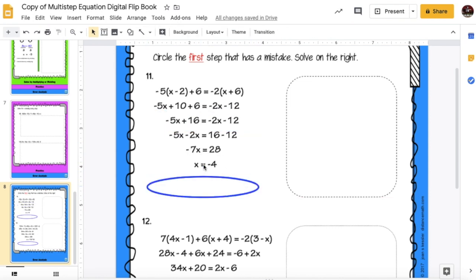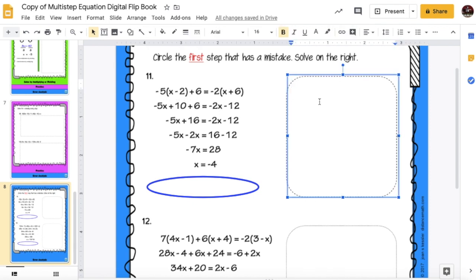A quick note about how you can check that a mistake has been made or check your answer is right is you can plug it back in to the original equation. So I'm just going to use this space for a moment. So, okay, this person, whoever solved it, got x equals negative 4. So what should happen is, let me type the equation real quick.